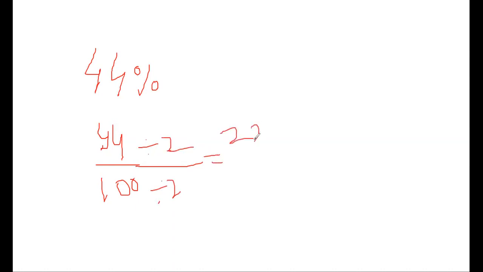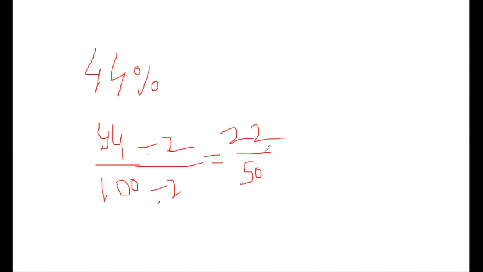Write down 44 over 100. Now tell me what to do next. Divided by what? 44 divided by 2, you mean? Okay, let's divide it by 2. 44 divided by 2 is what? 22. 22 over 50. Next step.